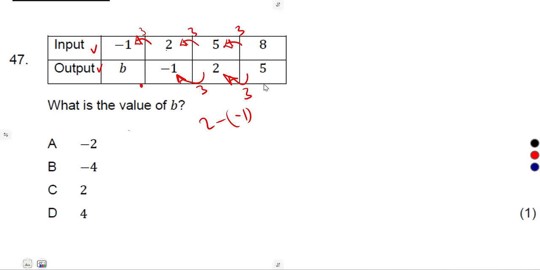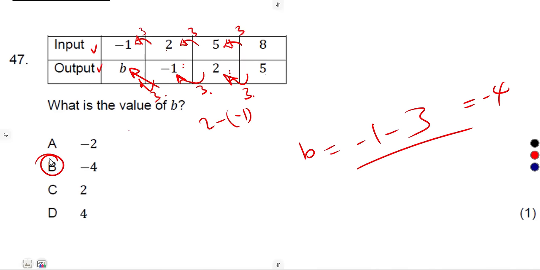Guys, are you seeing what I'm saying? There's a difference of 3 between this. So here there's supposed to be a difference of 3. So it's like 5 minus 3, which is 2. 2 minus 3 is minus 1. So minus 1 minus 3 is what? That's our B. Minus 1 minus 3, so that's a negative 4.